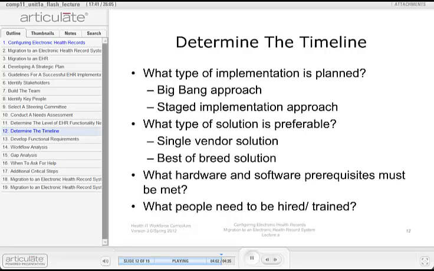For example, the organization must ensure that it has sufficient workstations and that they meet the requirements to operate the EHR. Ultimately, the timeline will depend on the availability of key personnel to lead and assist with the implementation. The organization should assess whether it needs to hire and train personnel before the implementation and factor these activities into the timeline. Determining the appropriate timeline can be a complex process, but it is critical for a successful EHR implementation.